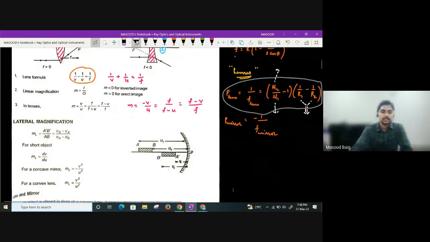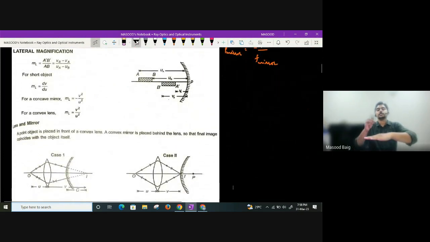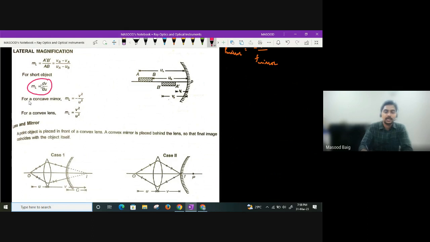So till now we have discussed magnification, which is when the object is placed perpendicular to the principal axis. What if the object is placed along the principal axis? If it was placed perpendicular to the principal axis, we wrote magnification as height of the image divided by height of the object. Whereas when it is placed along the principal axis, I am going to write the magnification as length of the image divided by length of the object.